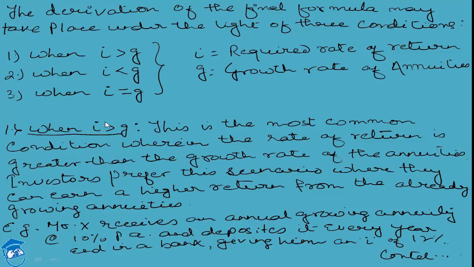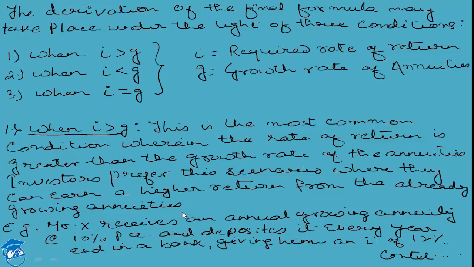Where I is more than G, it leads to a condition where the discount rate is more than the growth rate, or the other way around, the growth rate is less than the discounting rate or the required rate of return. Now this is the most common condition, wherein the rate of return is greater than the growth rate of the annuities. You might be wondering why it is that the condition wherein the growth rate is lesser than the discount rate is quite a normal feature. It's quite a common thing to come across.